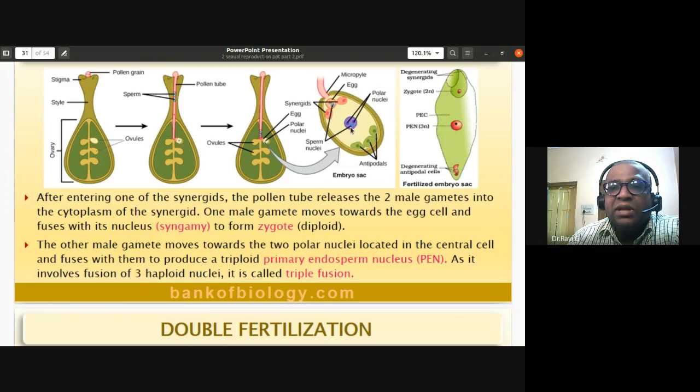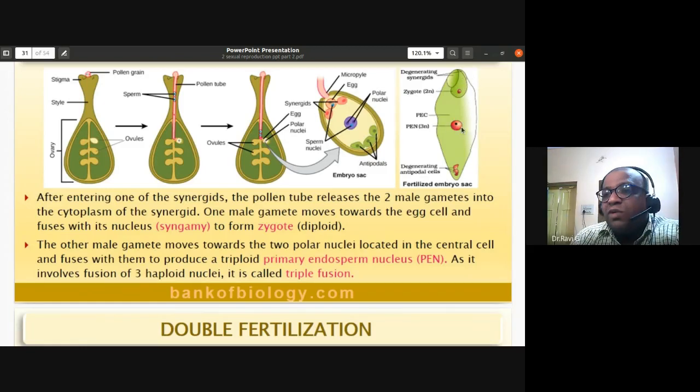Another sperm cell, which is rich in mitochondria, fuses with the polar nuclei to form the primary endosperm nucleus, which later develops to form the endosperm. Later you find that the synergids degenerate and the zygote develops to form the embryo.